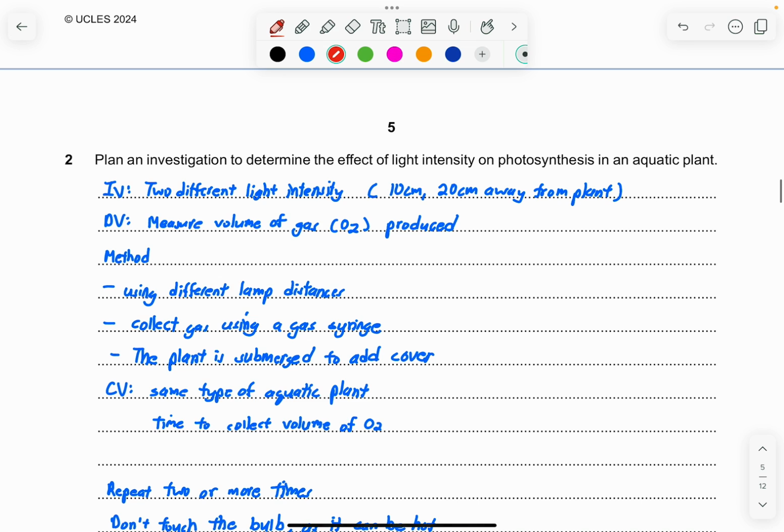Question 2. Plan an investigation to determine the effect of light intensity on photosynthesis in an aquatic plant.